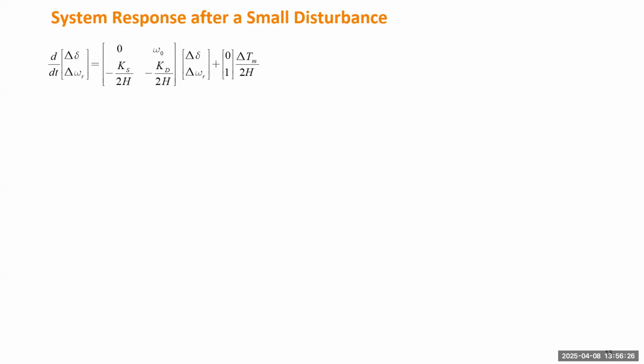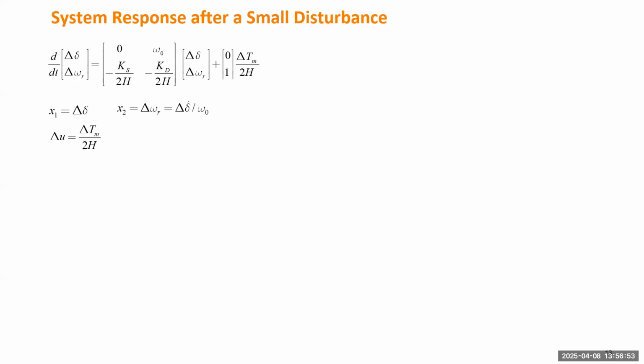Okay, next we want to solve the response of the single machine feedback system after a small disturbance. Because it is a small signal stability analysis, we don't care about the details of the disturbance. We only worry about the damping or the amplitude of the oscillation from the response.